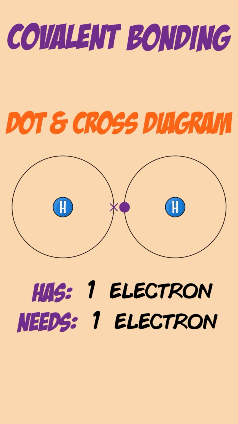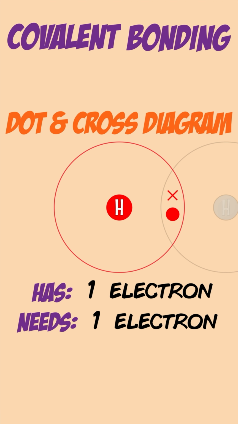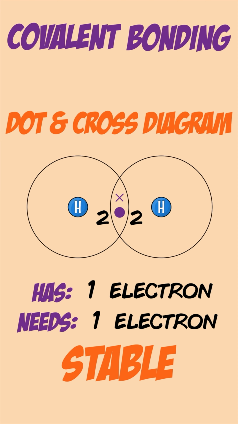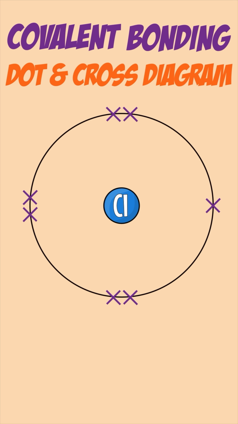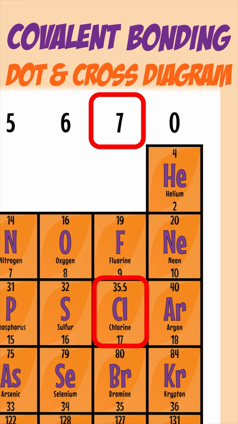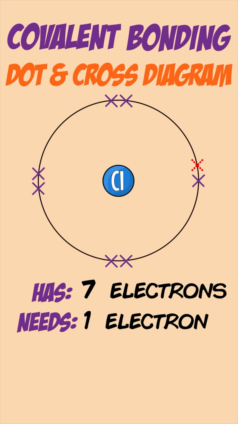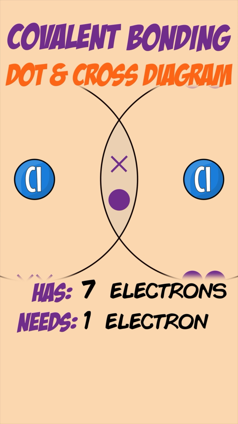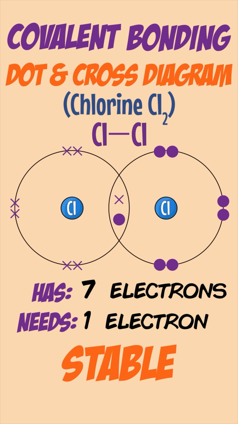So you'd only need one more electron to get a full outer shell. So what you'll do is get another hydrogen atom and share the electrons. When this is done, you can see that the left atom has a full outer shell of 2, and so does the right one. This all makes the structure stable and forms a molecule of hydrogen, or H2. If you were to do the same with chlorine, you'd see that it's in group 7, so it has 7 outer electrons. This means they need 1 electron to get a full outer shell of 8. So 2 chlorine atoms each share 1 electron to make their structure stable and give a Cl2 molecule.